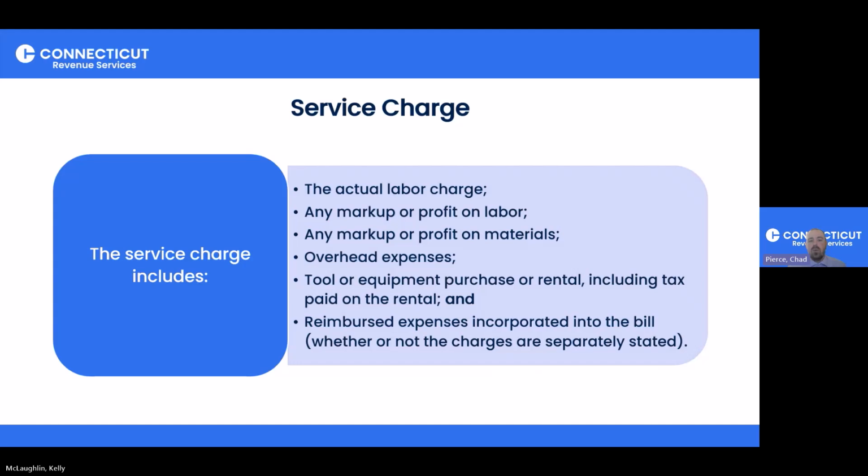As a landscaper, this is important because, like I mentioned before, you can buy materials on resale, and then when you go to invoice the customer, you are going to charge tax on the entire invoice. This is what the invoice should be made up of when you go to bill that to your customer, and just remember to charge tax on the entire invoice.